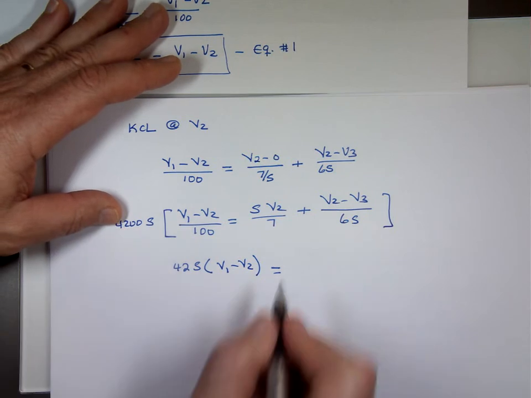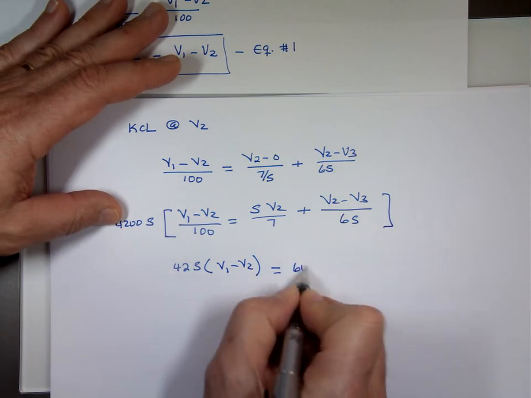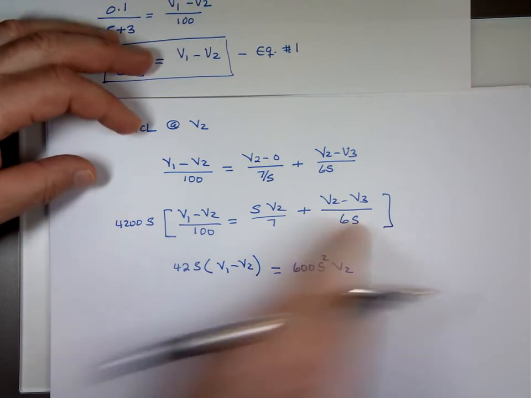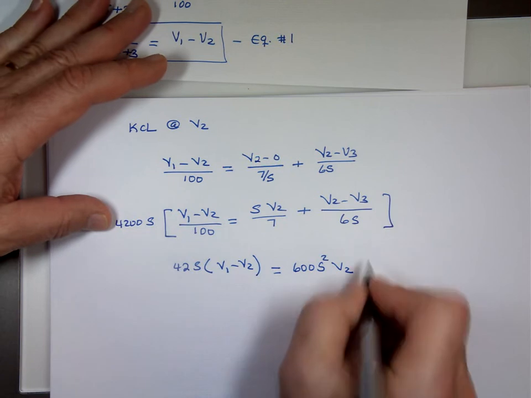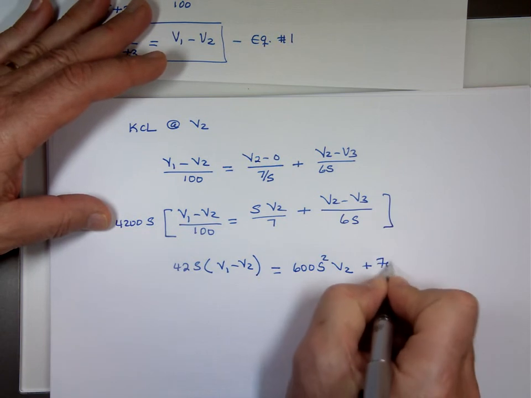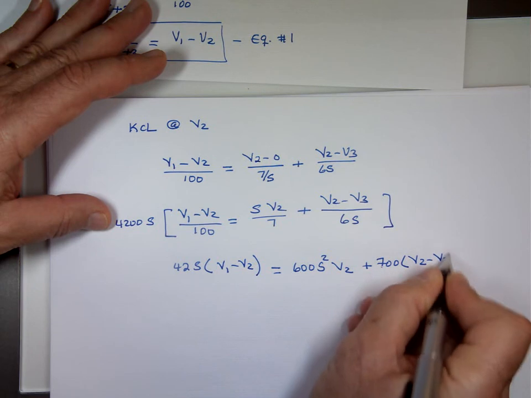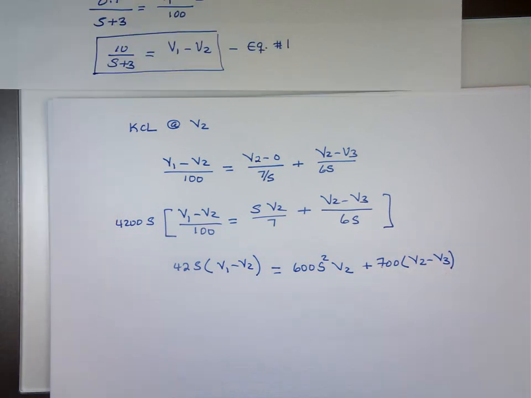Squared V2. S cancels the S. Is that 700? Again, I'm going through it quickly. Hopefully I don't make a math mistake there. And you can take this and rewrite that in a nicer way.